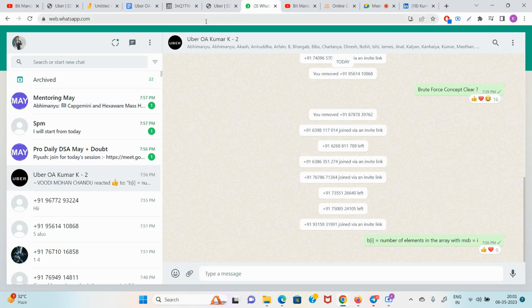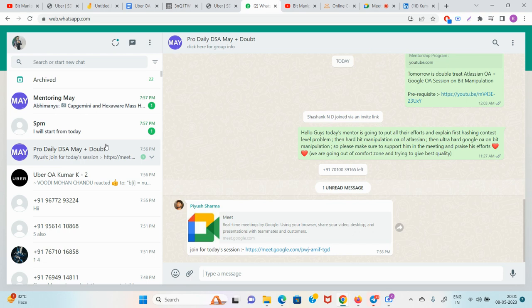Okay, guys. Like in my today's mentoring, we had this super hard Atlassian OA on bit manipulation, and then the second session is on super hard Google OA on bit manipulation. So the classes are really going well here, but no ways, let's focus back on our concepts.